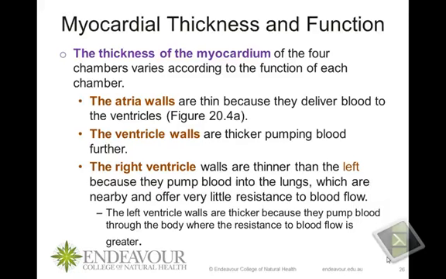Now, I did mention that the myocardium, or the cardiac muscle, is much thicker on the left side, or the left ventricle, than it is in the right ventricle. So the thickness of the myocardium of the 4 chambers does vary according to the function of each of those chambers. The atrial walls are quite thin because most of the blood that they receive is going to fall quite passively into the ventricles. They will contract, but they'll really only be delivering about 20% of their remaining blood down into the ventricles under atrial contraction.